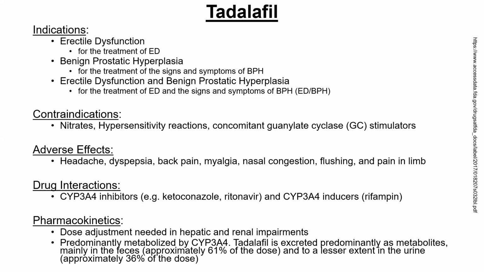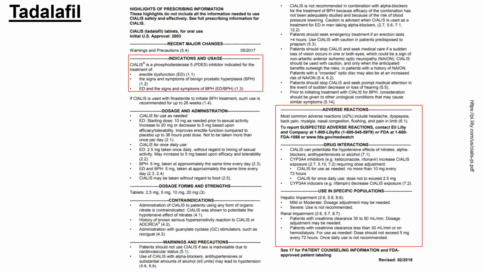And one of the few drugs that are actually inducers of 3A4, like rifampin, you also have to be careful with that. Pharmacokinetics: this is another drug that requires dose adjustment when you have underlying hepatic and renal impairment. That's pretty much about this drug. And these are the FDA approved indications, drug interactions, and side effects. We already talked about that.